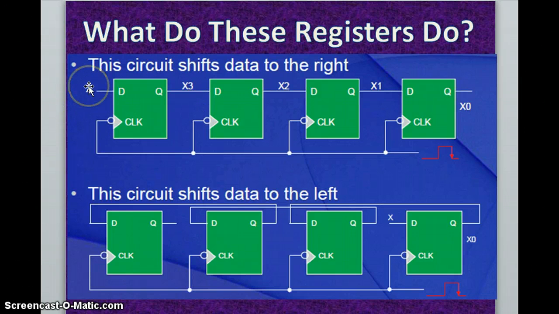So we put in our first input there, and now we have the most significant bit to the least significant bit, which is x0. Remember, the clock does not affect really whether it shifts from left to right. It is the hookups between the D's and the Q's here.